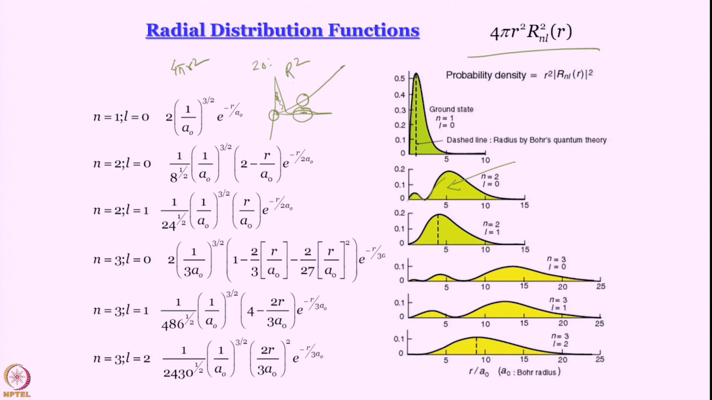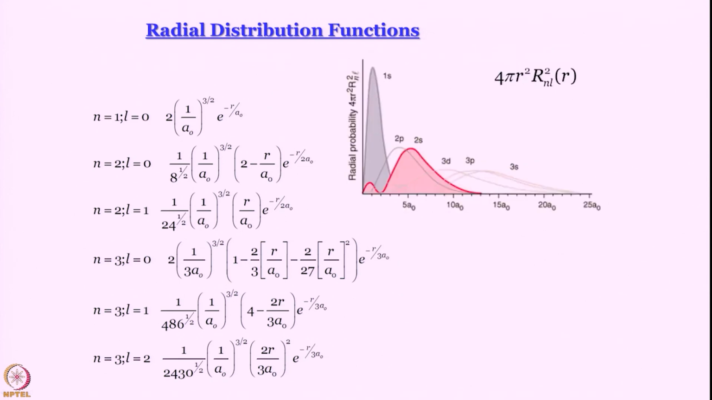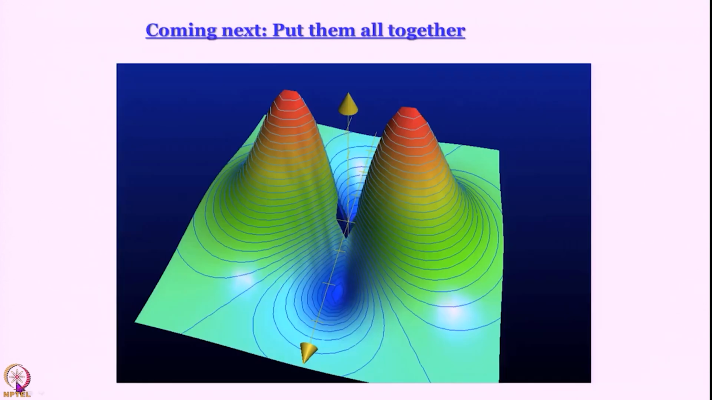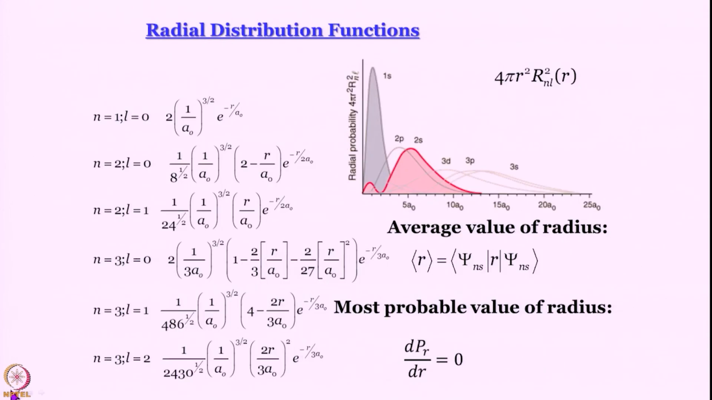Similarly, these are the shapes that you get for 3s, 3p and 3d radial parts. And if I just plot them all together, we will talk about two quantities here quickly: average value of radius and most probable value of radius. What is the most probable value of radius? It is essentially the radius at which these curves become maximum. How do I find it?